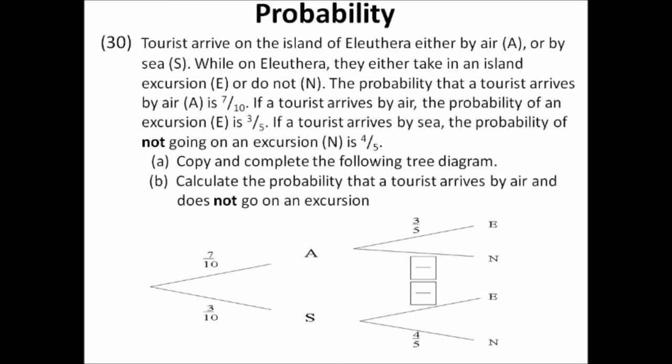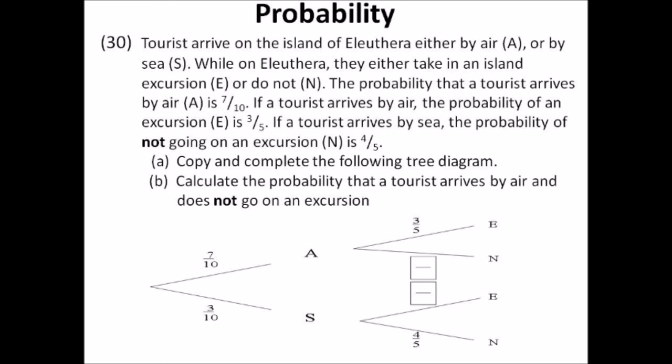While on Eleuthera, they either take in an island excursion E or do not, N. The probability that a tourist arrives by air A is 7/10. If a tourist arrives by air, the probability of an excursion E is 3/5. If a tourist arrives by sea, the probability of not going on an excursion N is 4/5.